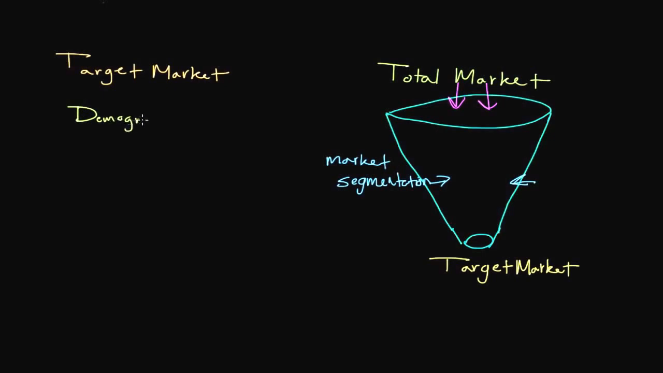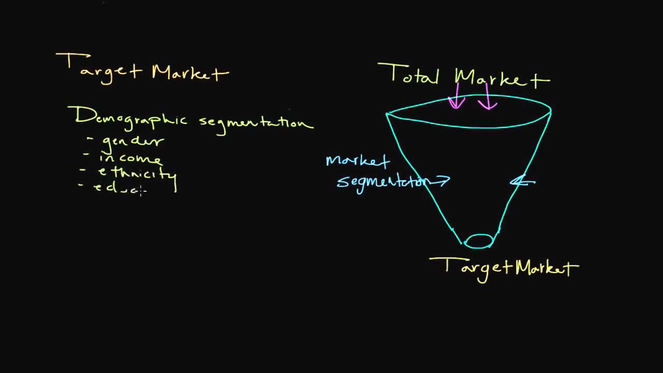And demographic segmentation is dividing a larger market into smaller groups based upon such things as, let's say, gender, even income, ethnicity, education, and a host of other variables, essentially all the different demographic variables, if you will. And so we're taking the larger group and we're essentially separating them.